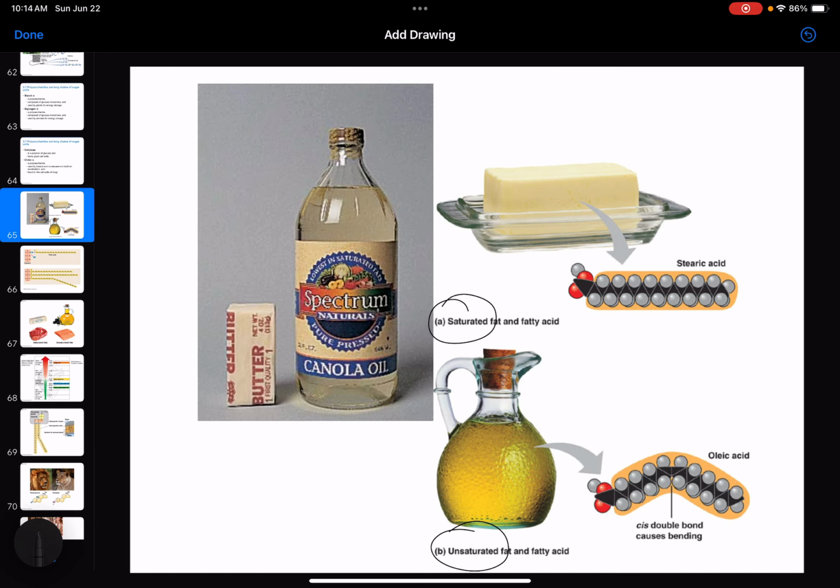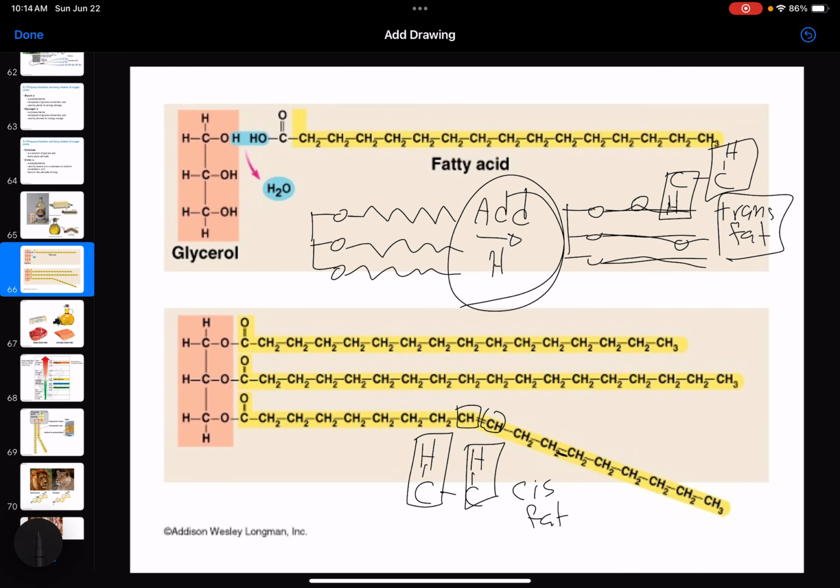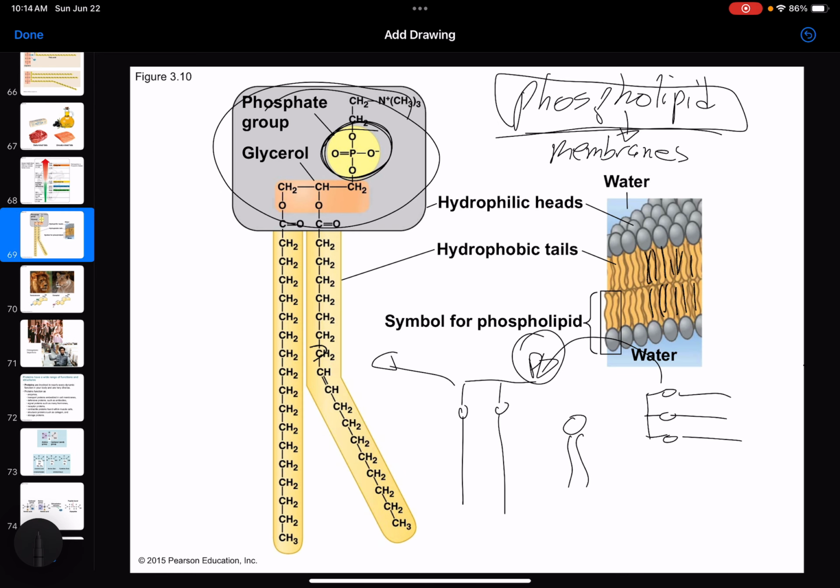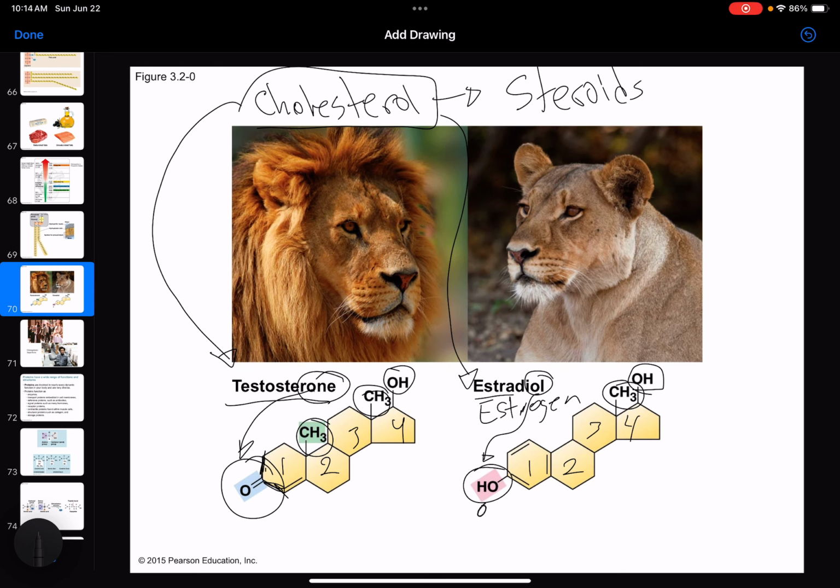Lipids are not just nutritional fats like triglycerides, but they can also be structural fats that form membranes, like you're seeing here. That's a membrane. And they can also be powerful steroids. So lipids now have more functions than carbohydrates. Okay, we'll stop this lecture here.